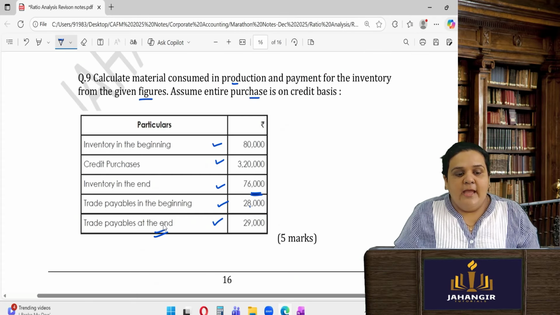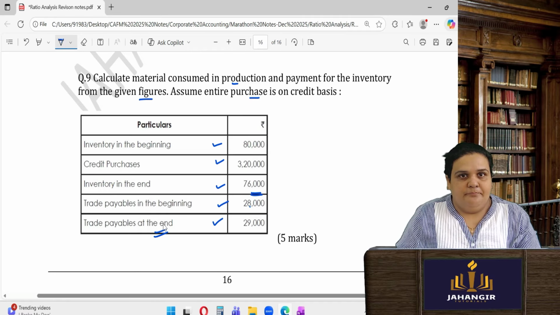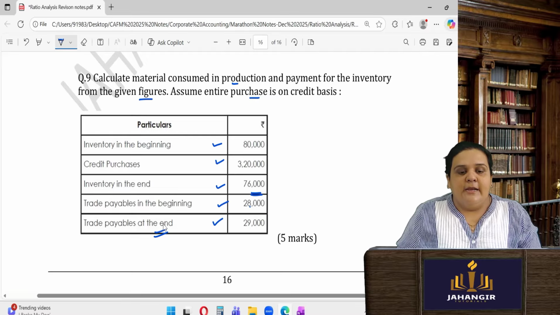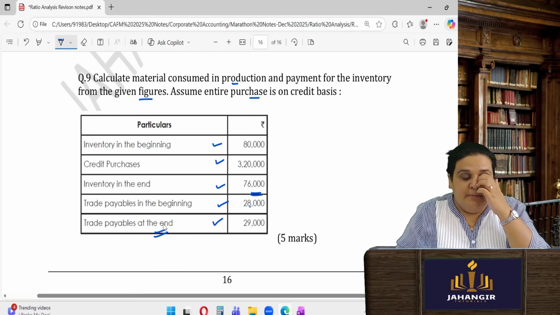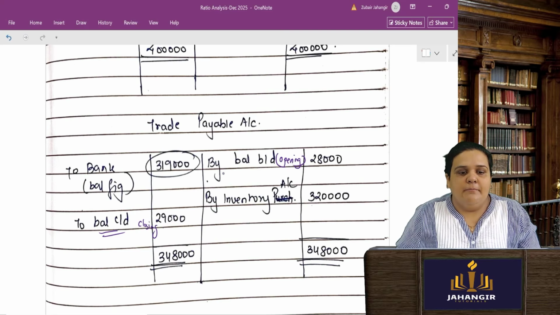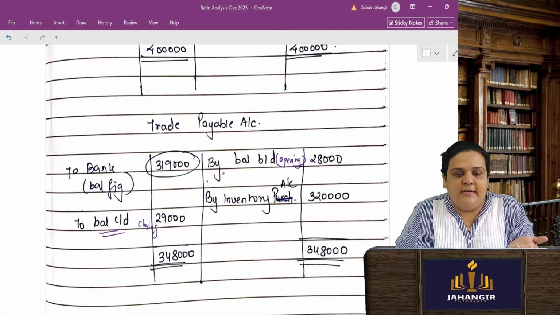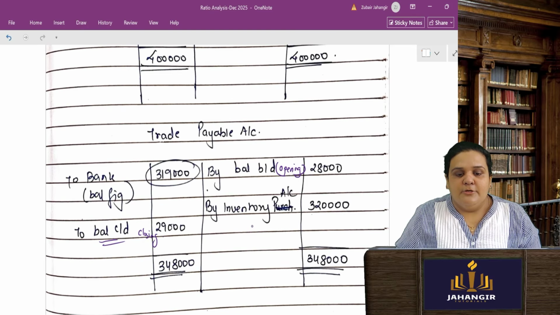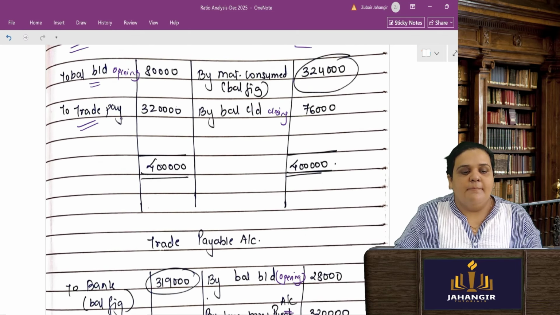Okay. Now we have also done some credit purchases. And entire purchases like these are all credit. So in my trade payables, obviously I will have this credit purchase. In my trade payables, this particular credit purchase is also going to come. Because of which my inventory has increased. So what will be my journal entry? My inventory has increased, inventory account debit to trade payables. So in trade payables, I am going to get by inventory account. And here, to trade payables, 3,20,000.